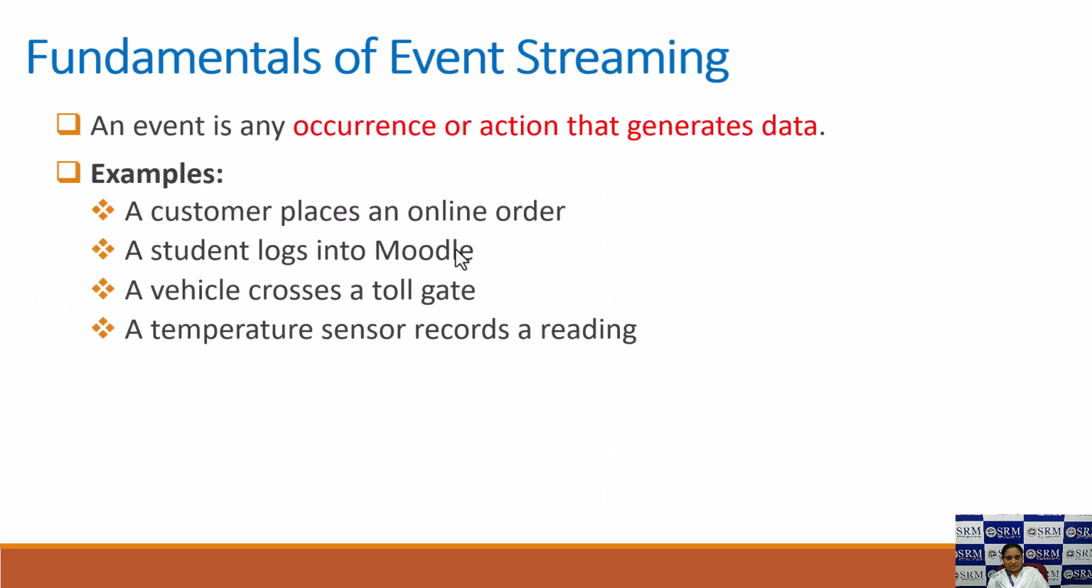Now, let us see what an event is. We have seen what batch processing is and what real-time processing is. Fundamentals of event streaming: an event is an occurrence or action that generates data. For example, I open the WhatsApp app on my mobile, post a message, or update my status. That becomes data generation. A customer places an online order, that is an example of an event. A student logs into Moodle, a student curricular platform, and in SRM University we use e-curricula. A vehicle crosses a toll gate, a temperature sensor records a reading. All these are occurrences of actions that generate data, and each is an event.